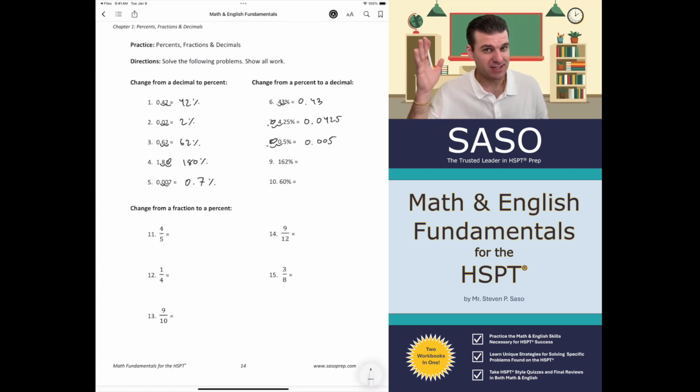162%. So again, the decimal is at the end of the number. It's after that 2. I like to just write that in. Move it over 2 places, and it's 1.62 for that one.